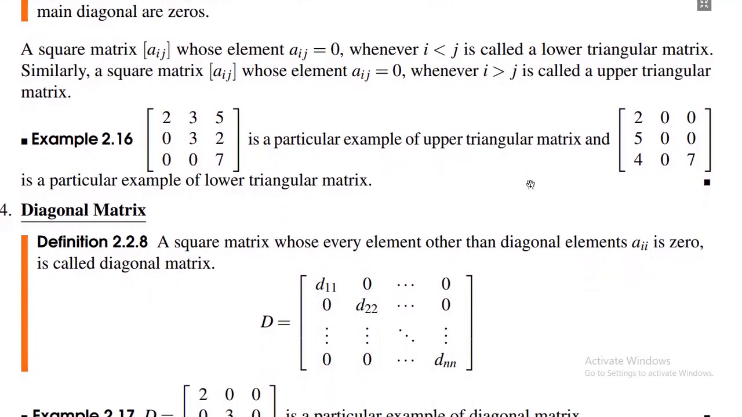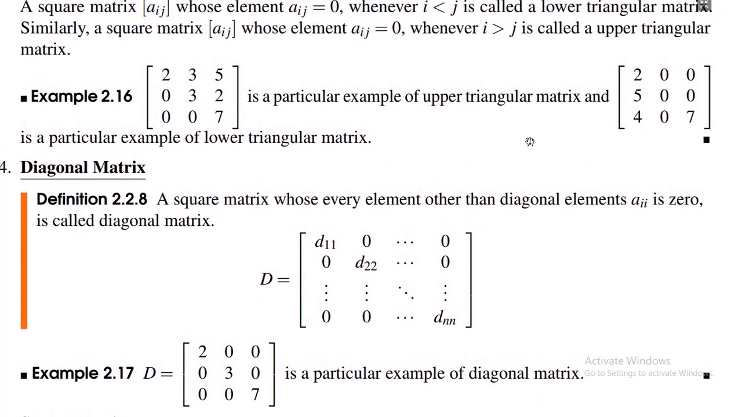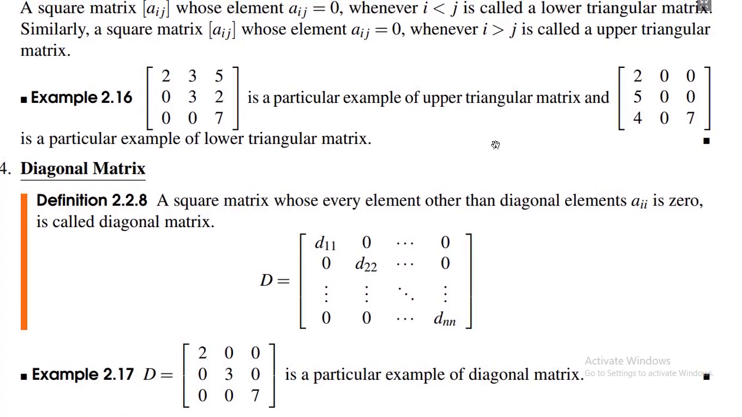For example, a square matrix whose every element other than the diagonal elements aii is 0 is called a diagonal matrix. The matrix D is given as d11, 0, 0; 0, d22, 0; up to 0, 0, dnn. Here, the main diagonal entries of this matrix are d11, d22, dnn. All of the non-diagonal entries are 0. Then this matrix is a diagonal matrix.